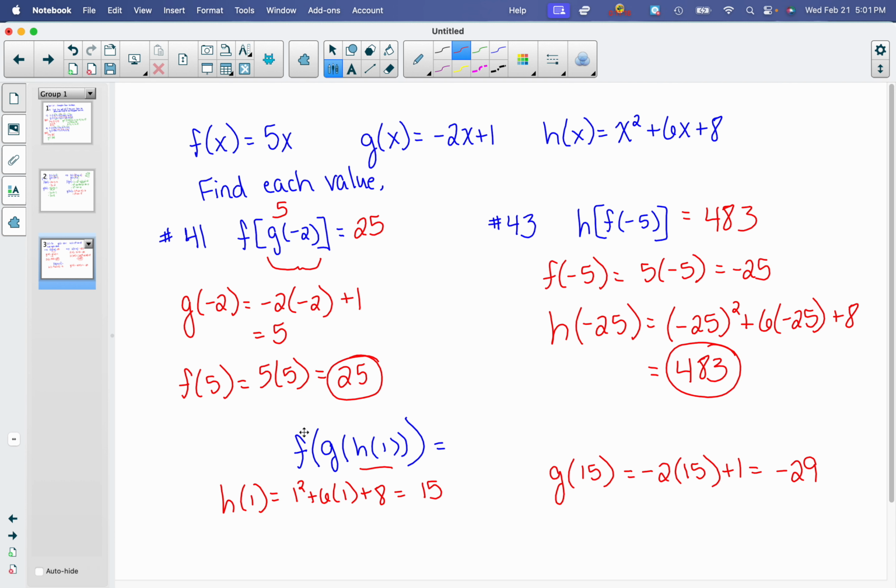And then I would go to function f, and I would plug it in there. So I would get 5 times -29, and I would get -145. And that would be my final answer. So it's not that hard. You just got to start with the inside function and work your way out. So that should help you with some of your problems you're doing today.